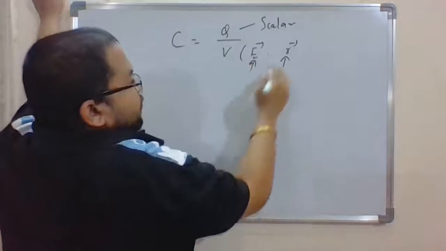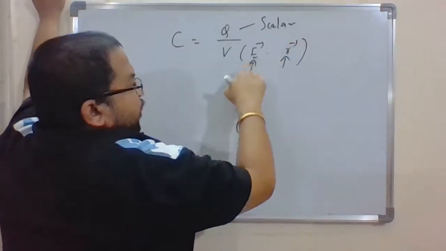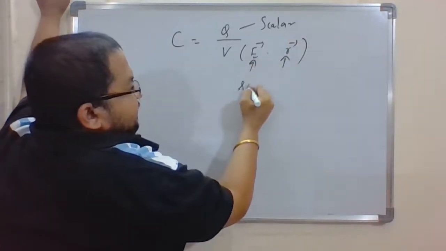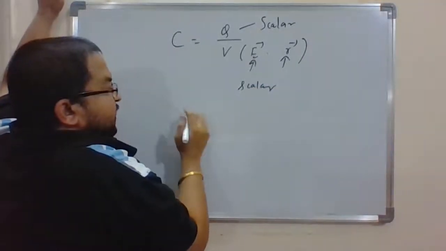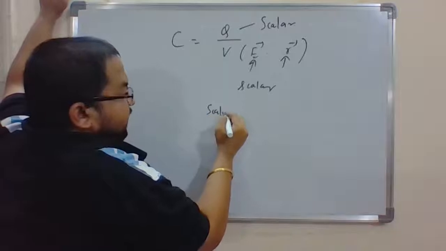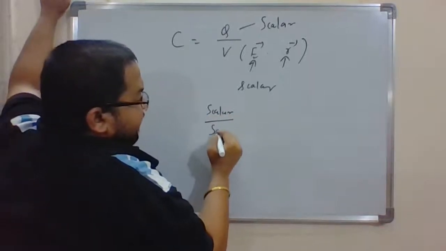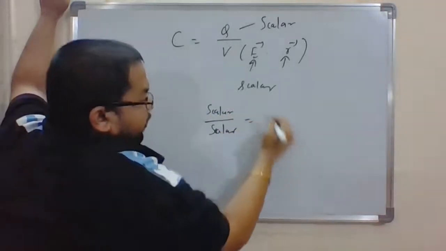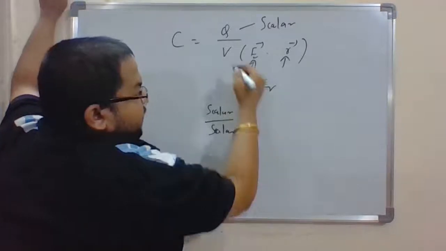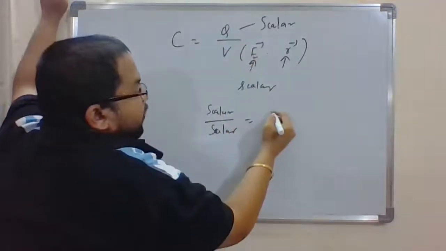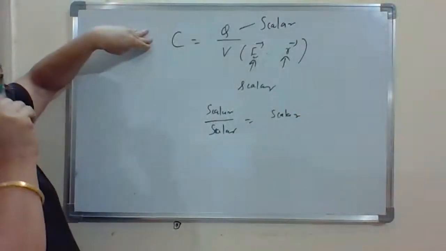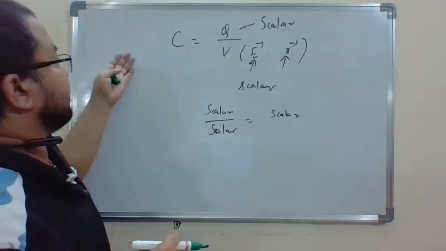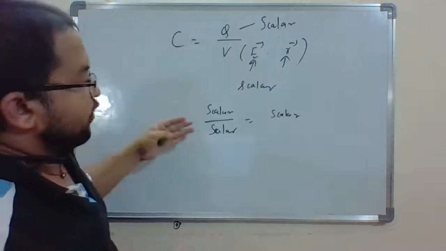The dot product of two vectors is a scalar. We know from our concepts of scalars and vectors, a scalar by a scalar, the output of this division will also be a scalar. So a very simple question: is capacitance a scalar or a vector?